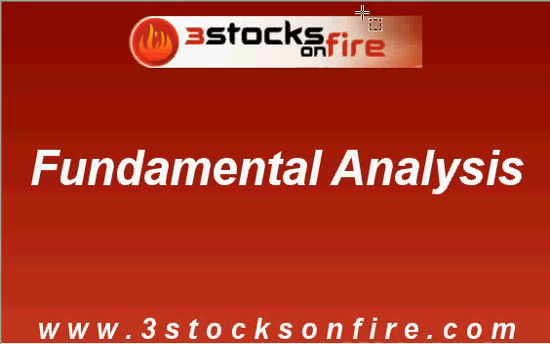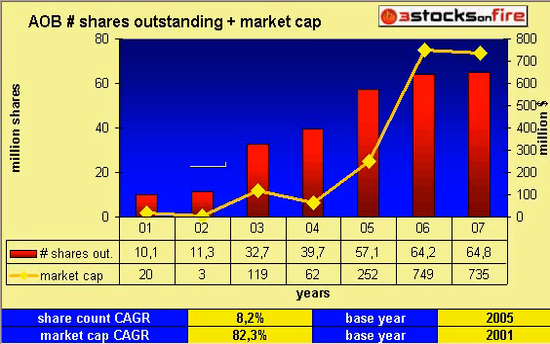Let's check a bit of fundamental analysis. This is the number of shares outstanding and the market cap since 2001. The red bars are the number of shares outstanding, and the yellow line is the market cap. You can see there were just 10.1 million shares in 2001 and 64.8 million now, so there was heavy dilution here. And the market cap grew from 20 million in 2001 to $735 million now. It was just 3 million in 2002, so look how things can change.